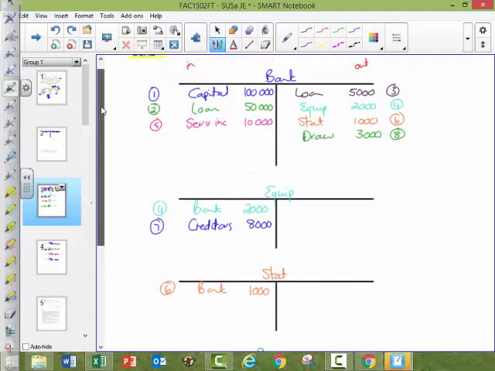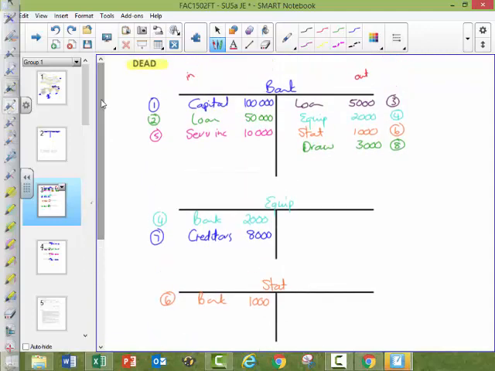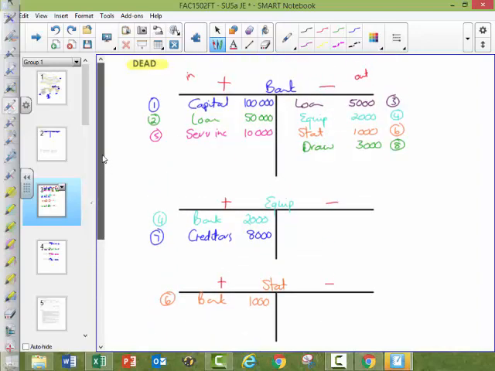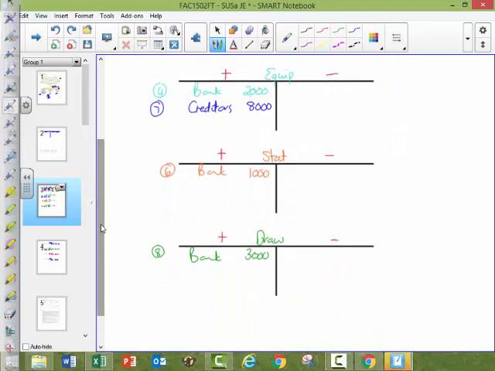And as I said to you, one side of the account will be for money coming in or the bank getting bigger, and the other side will be for money going out or the bank getting smaller. Equipment got bigger. If I had to return it or sell it, I'd put it on the other side. Stationery coming in, stationery going out. More drawings, less drawings. Now you say to me, but can't we just remember that debit is the plus? No, debit is not just plus.